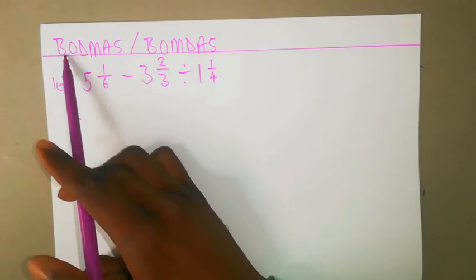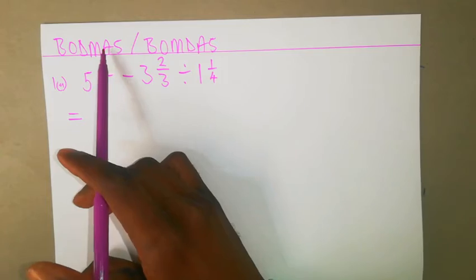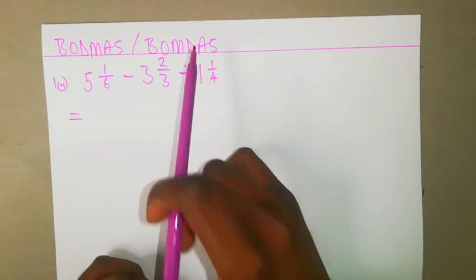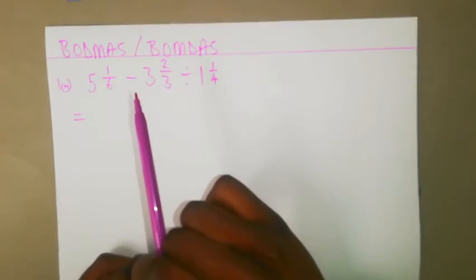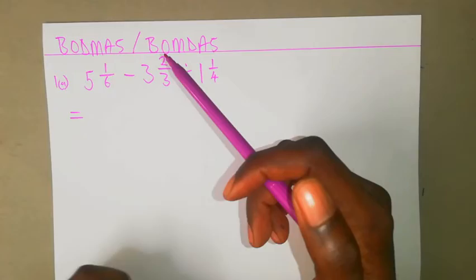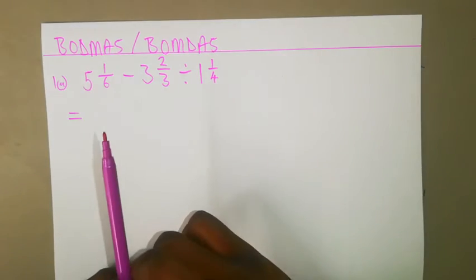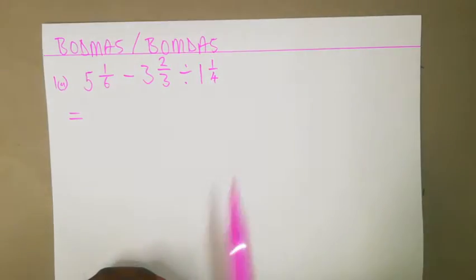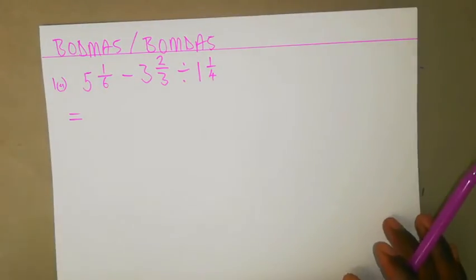It means brackets of division, multiplication, addition, and subtraction, or brackets of multiplication, division, addition, and subtraction. What you have to understand is that either division or multiplication can come first, and there is no harm to the procedure. But considering addition and subtraction, they always come last. So here I've got this question.